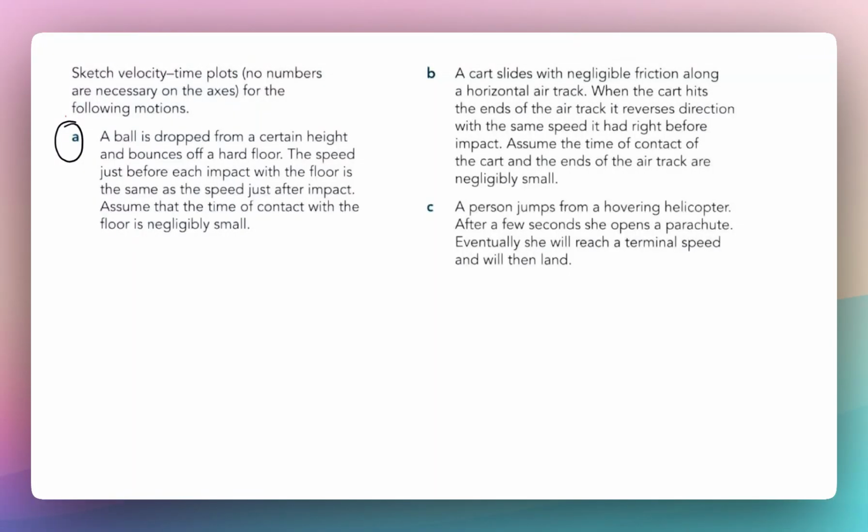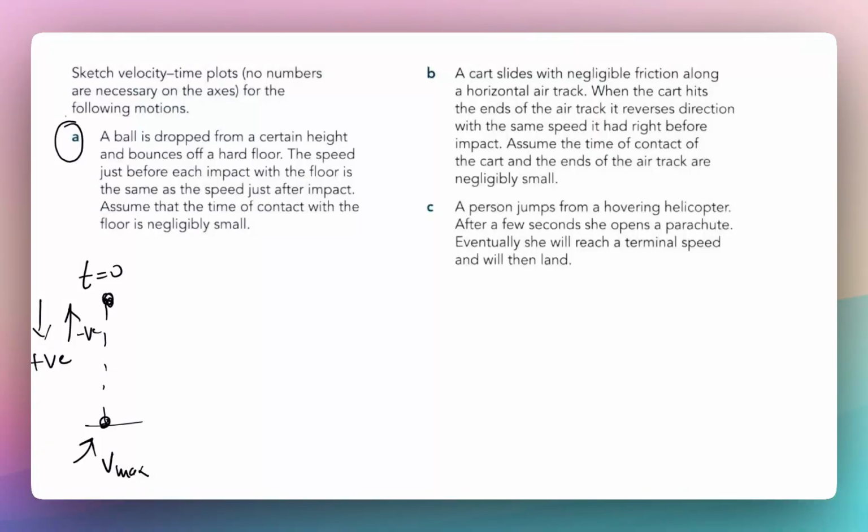The ball is dropped from a certain height and bounces off a hard floor. So the ball starts from here at t equal to 0, let's say. It is getting dropped and then it hits the floor. Here we'll have a velocity which is maximum. And if we assume the positive direction downward, of course, my negative direction is going to be upward.